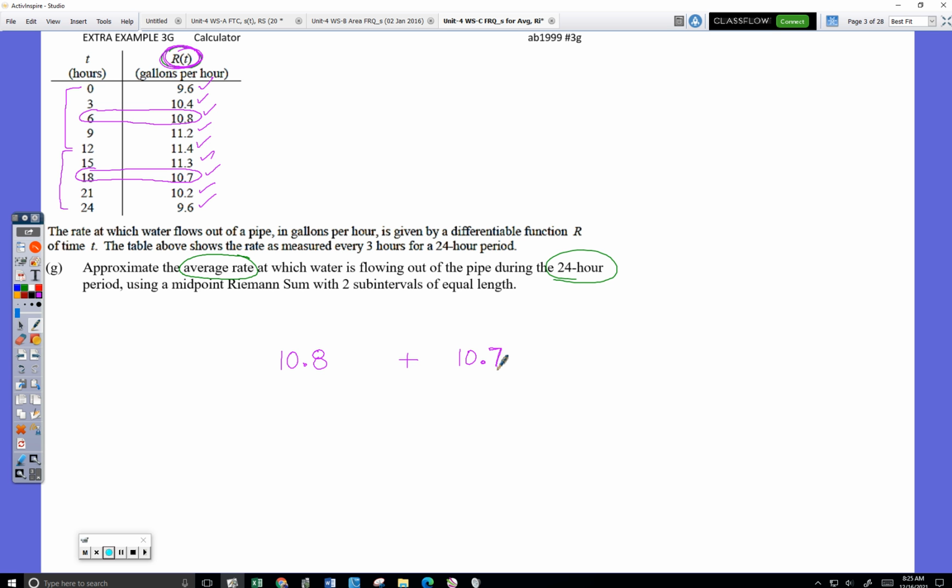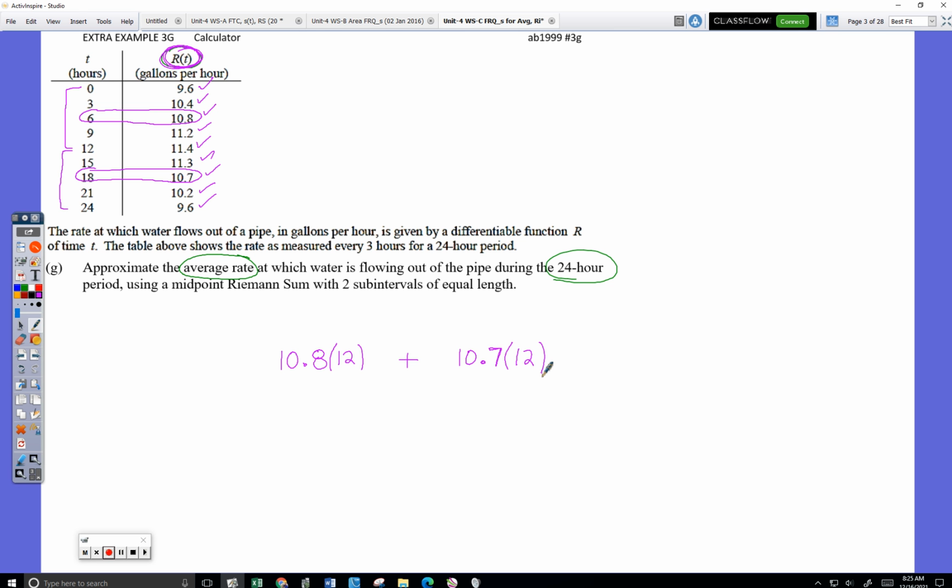What I'm about to do is not going to seem logical, but stay with me for a minute. I'm actually going to multiply this by the width of the subinterval, which is 12. Stay with me. And multiply this by the width of the subinterval, which is also 12. Okay?